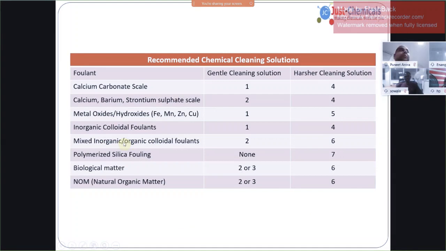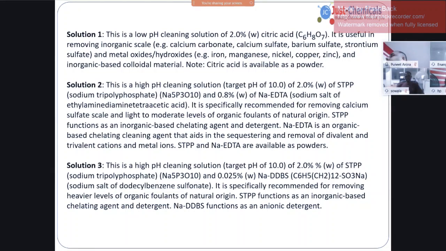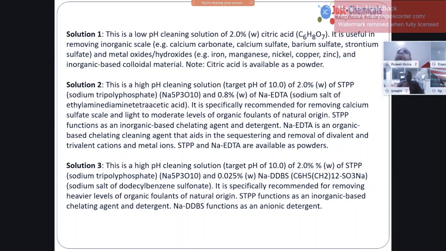Now coming to organic fouling. If it is mixed, again you can go with the two. If it is biological matter or NOM, you can go with the third one as well. Third one is STPP 2%, 0.025% sodium salt of DDBS, sodium salt of dodecylbenzene sulfonate, and this will be a very good solution again. Remember, in both the cases, pH should not go above 10.